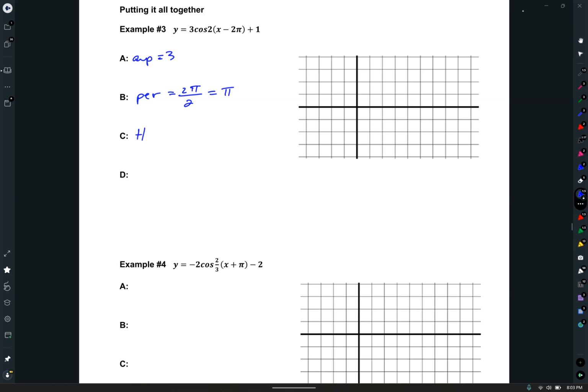Remember, C is the horizontal shift. And that's the C. Remember, here's my A, B, C, D. So the horizontal shift is 2 pi. And because it's a minus, it's going to be to the right. And then my vertical shift is 1 unit up.